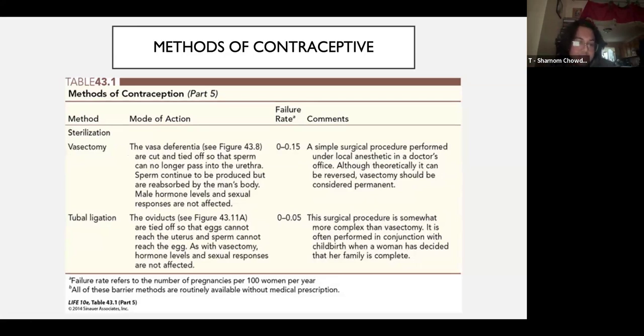And then vasectomies and tubal ligations, vasectomies in males, tubal ligations in females. These are what people say are technically the best or highest success rate of preventing pregnancies.